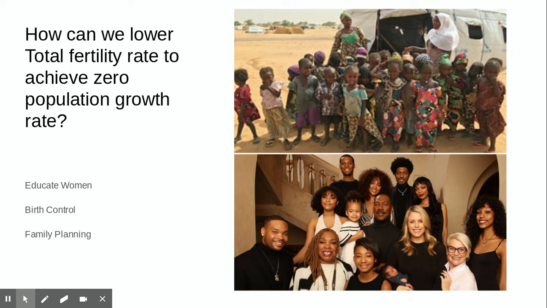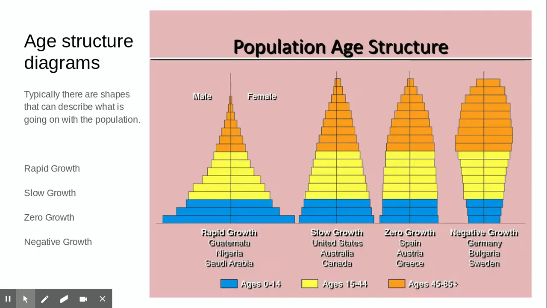When we talked about medical advancements, things like birth control and family planning also tend to shrink a population as opposed to allowing it to grow uncontrollably.